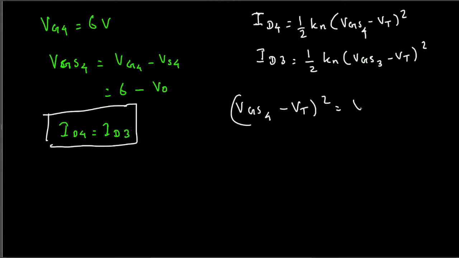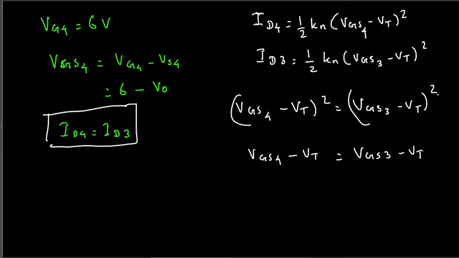is equal to VGS3 minus Vt whole square. And if you square root both sides, then VGS4 minus Vt is equal to VGS3 minus Vt. And here we can cancel the Vt also, because if I bring this negative to the other side, that's positive, and positive and negative cancel each other. So we can just get rid of it. So now we can say VGS4 is equal to VGS3, and VGS3 we already know.